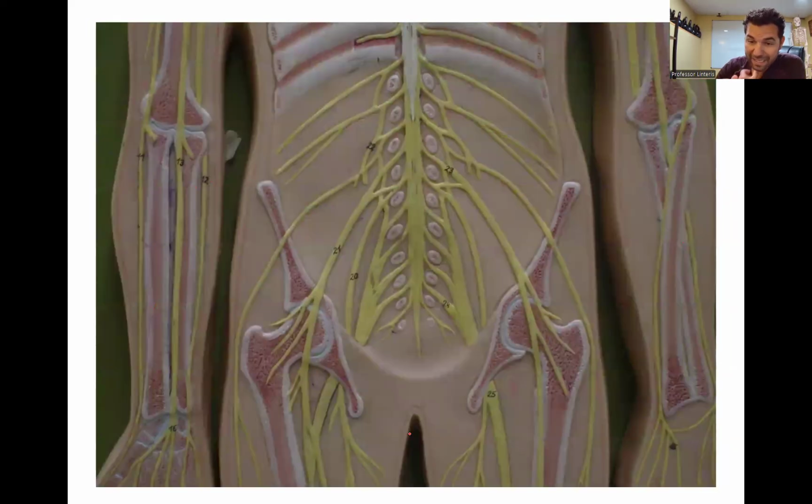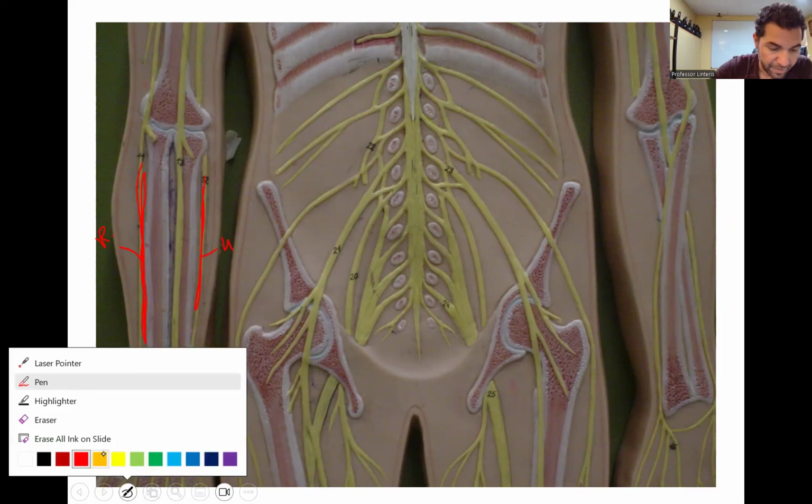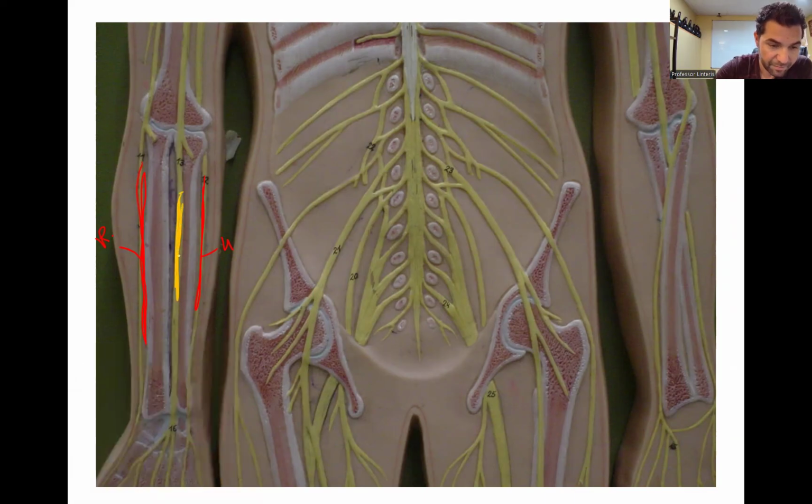Working our way down, and I like this picture because we can see the thumb side, which will be the radial nerve. We can see the pinky side, which will be the ulnar nerve. And we can see the middle, which will be our median. Makes sense. They're in the arm. I like to visualize them here. Obviously, we could also see them up more towards the top.